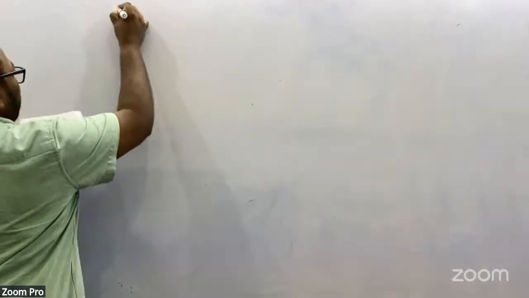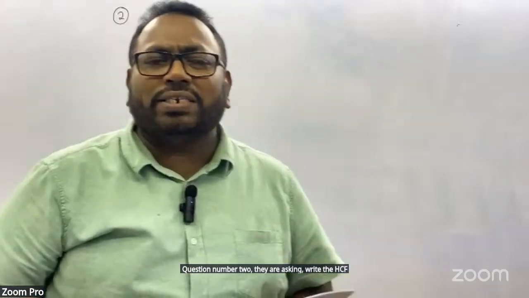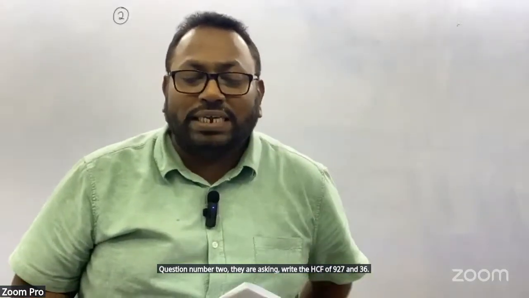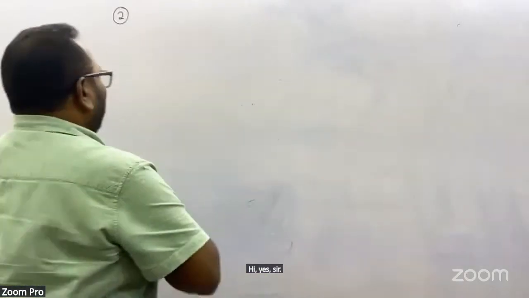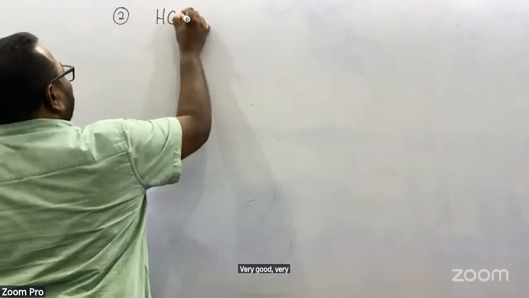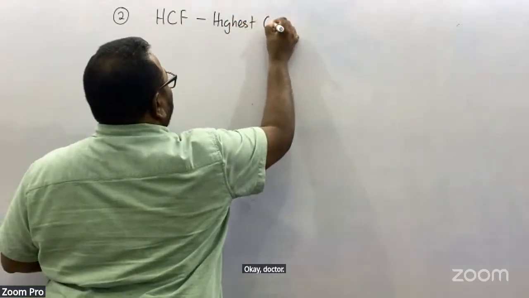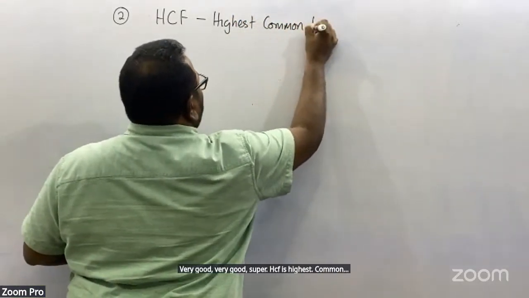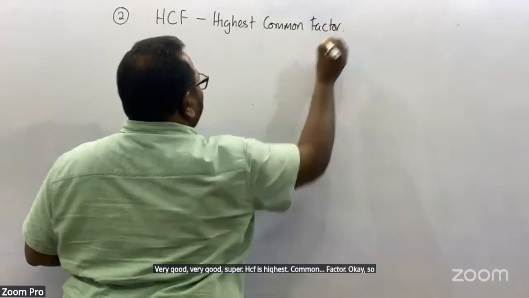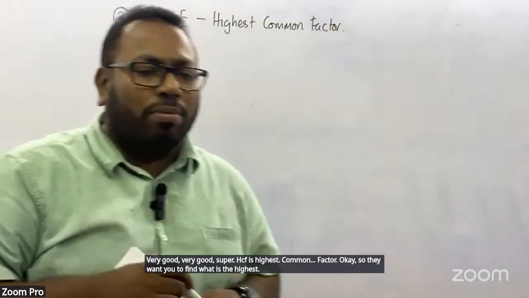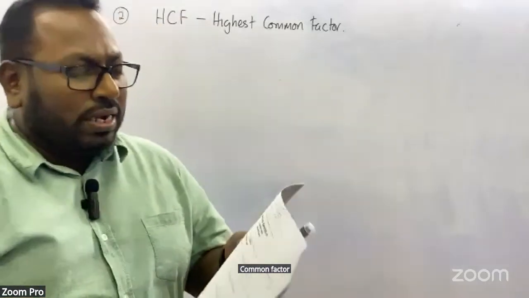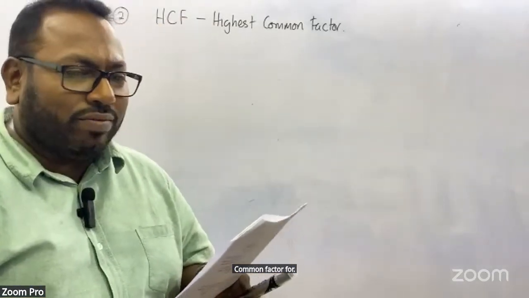Question number 2, they are asking, write the HCF of 9, 27 and 36. What does HCF stand for? Highest common factor. Very good. So they want you to find the highest common factor for 9, 27 and 36.